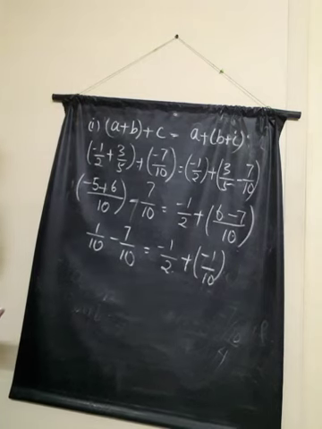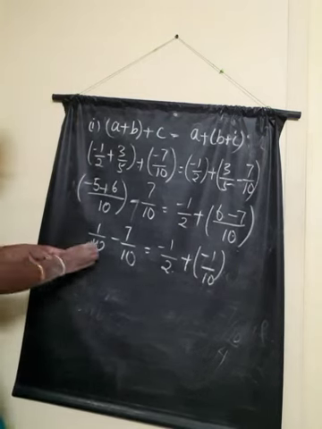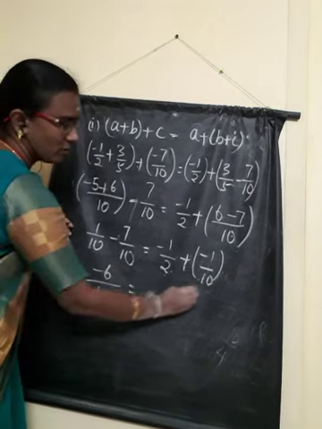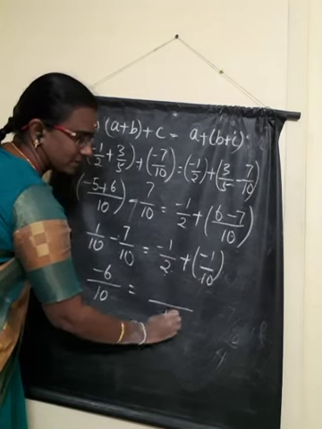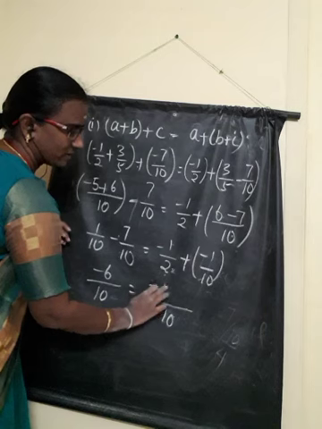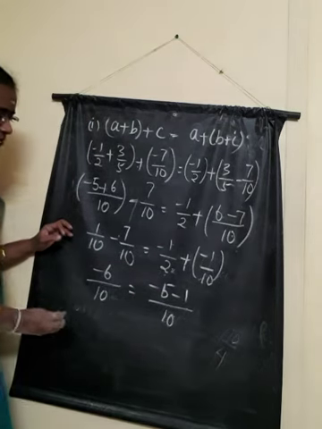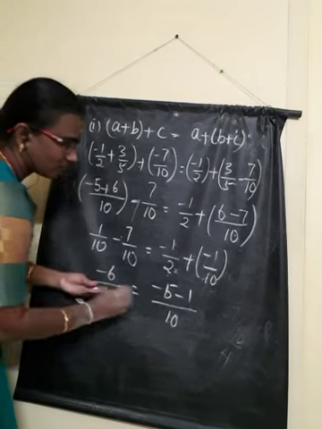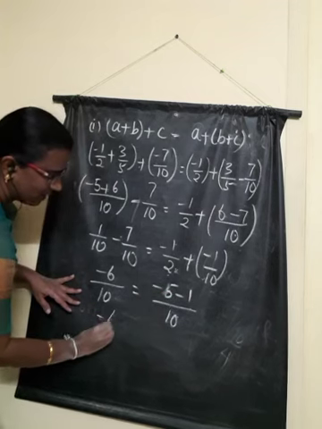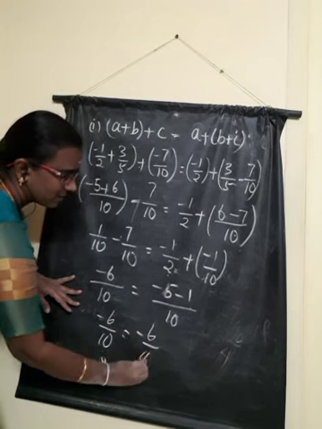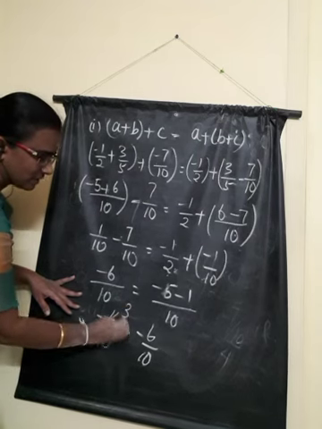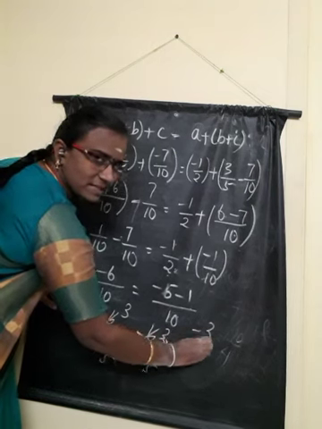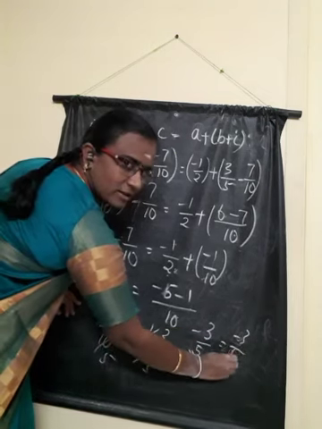Now tell me what is the LCM here. Here the denominators are the same, 10. 1 minus 7 is nothing but minus 6. Here the denominators are not the same, take 10 as the LCM. Here 2 5s are 10, so minus 1 5s are 5, minus 1. Here also minus 6 by 10. Let me simplify this. 3 2s are 6, 5 2s are 10. So minus 3 by 5 is equal to minus 3 by 5.